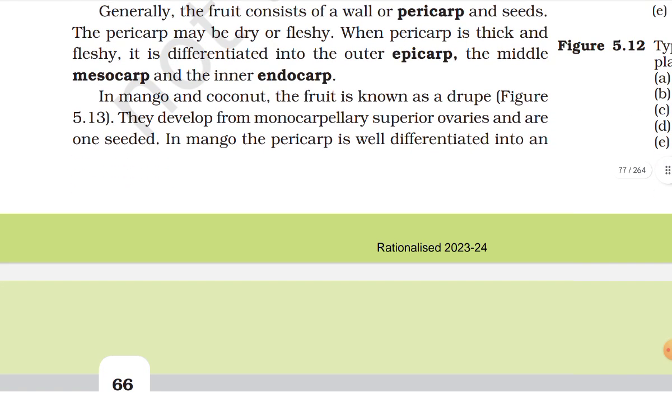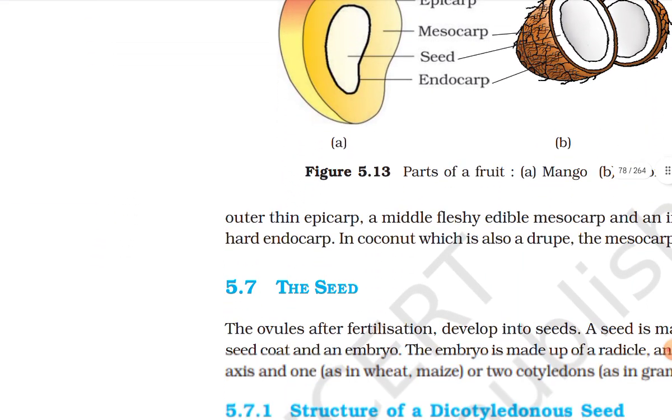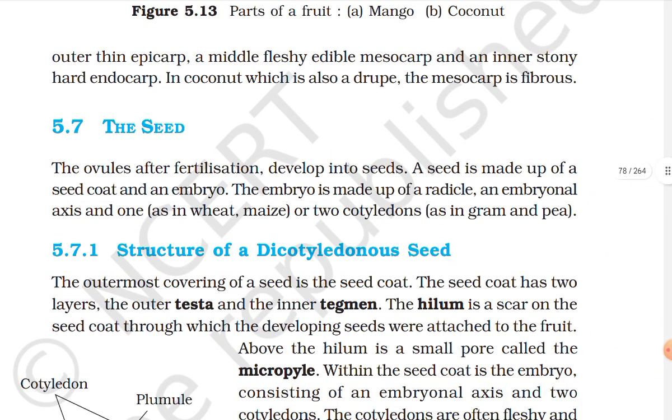In mango, the pericarp is well differentiated into an outer thin epicarp, a middle fleshy edible mesocarp, and an inner stony hard endocarp. In coconut, which is also a drupe, the mesocarp is fibrous. The seed.